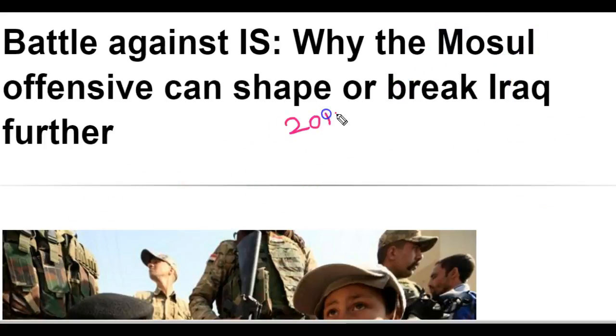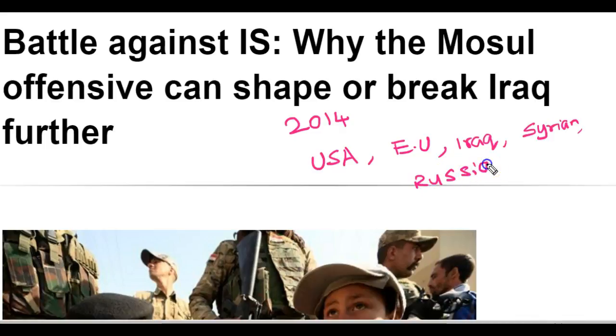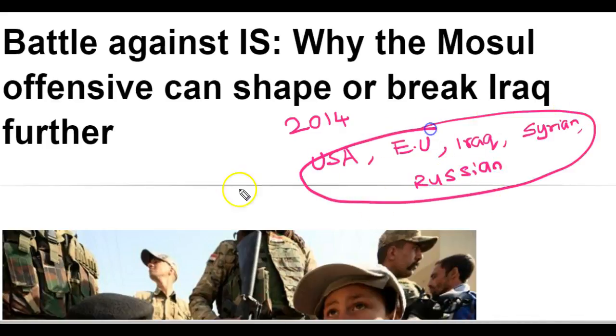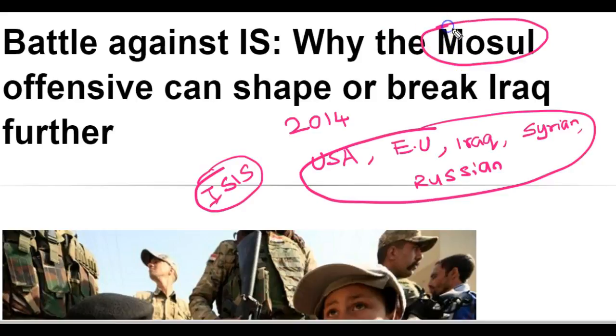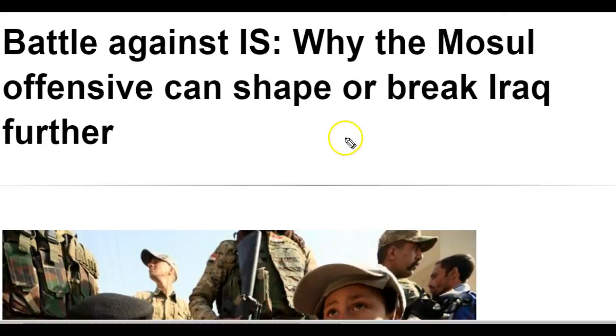After 2014, international alliance, especially USA, European Union member countries, and Iraq forces, Syrian forces, Russian forces, all were attacking the ISIS from all quarters. So ISIS area is shrinking. And if Iraq forces are successful in taking Mosul, it means ISIS can be wiped out soon.